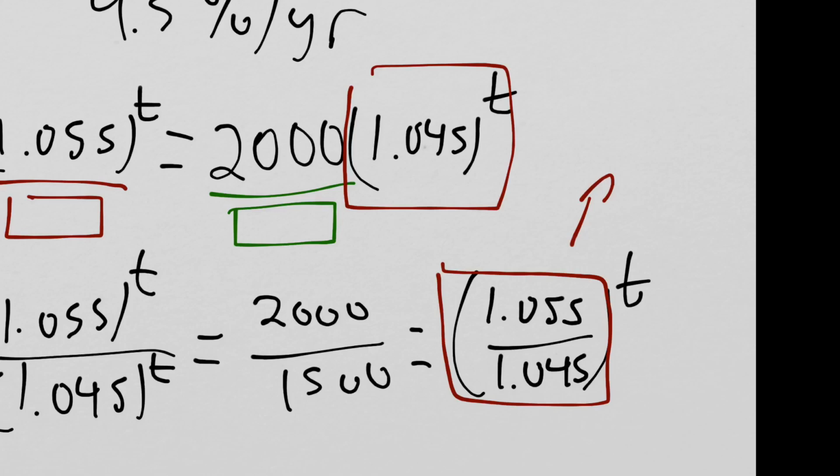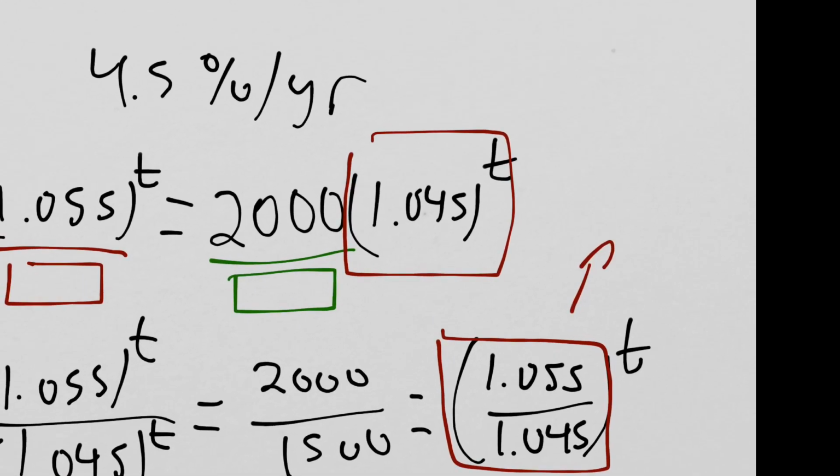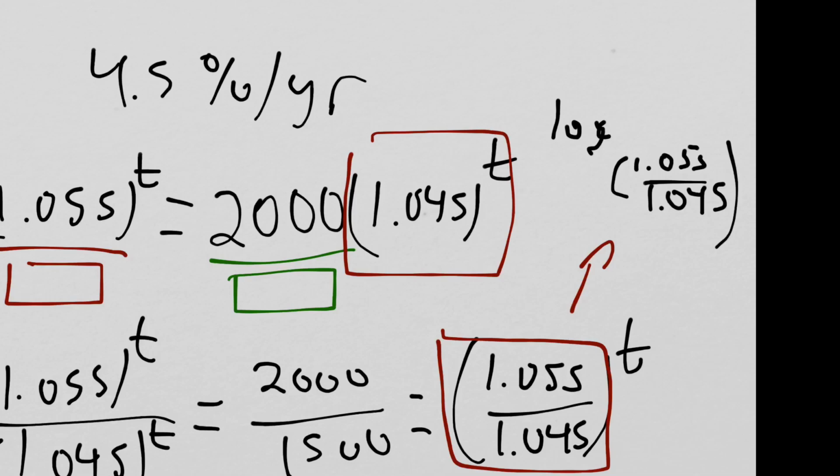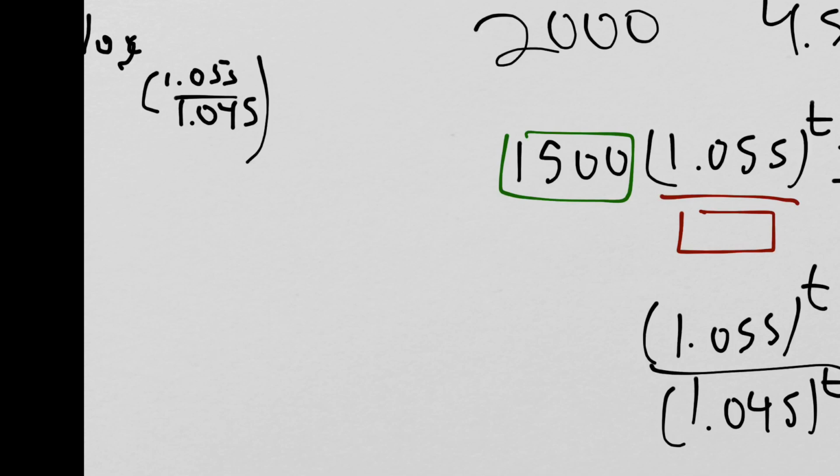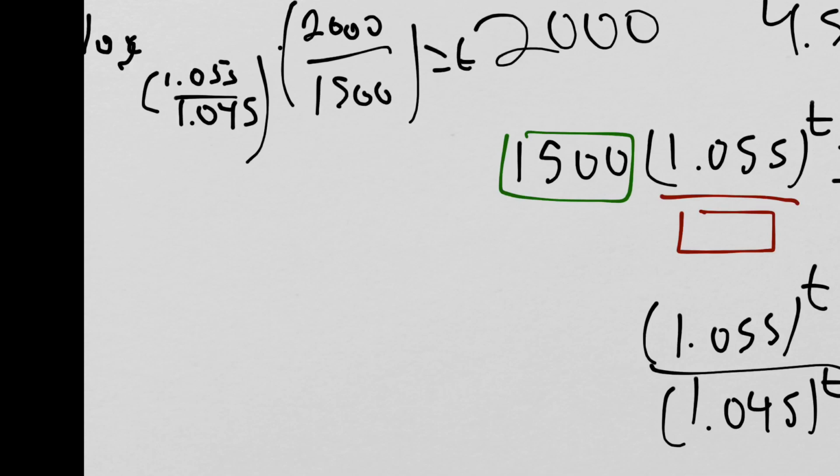It's going to get a little bit messy. Here we go. So we're going to use our log. And what's our base? 1.055 over 1.045. Again, this is a 5. That looks better. Okay. And then this is of, I had to jump over here, I ran out of space. This is of 2,000 over 1,500, and that's going to be equal to our t value. Okay.